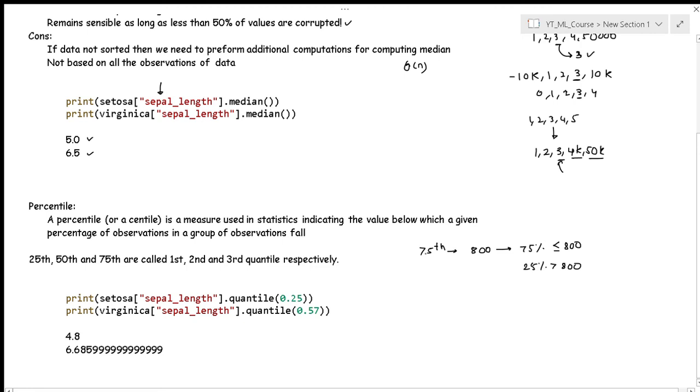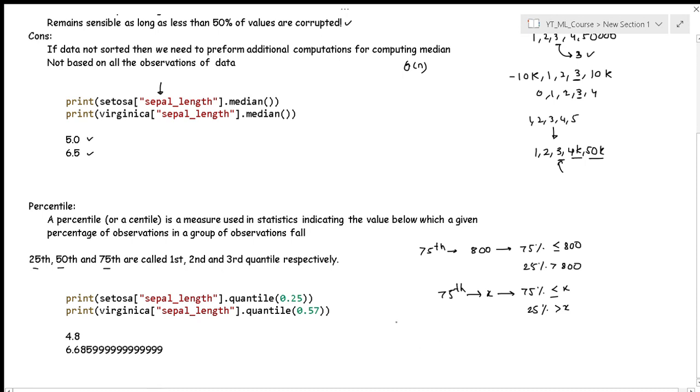If the 75th percentile's value is x, then I know that 75% of the values are less than or equal to x, and 25% of the values are greater than x. Okay, so this is the implication of the percentile. Now a very important thing is that the 25th, 50th and 75th percentiles are somewhat more important, and therefore they are called the first, second and third quartile respectively.